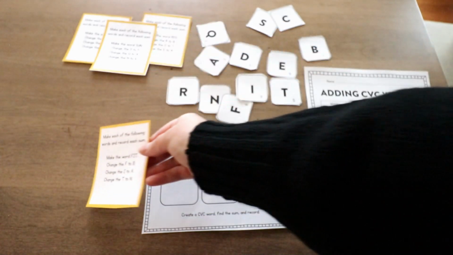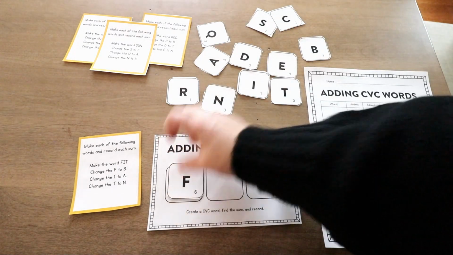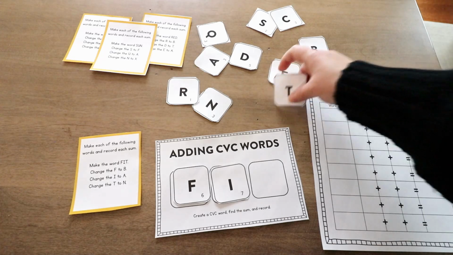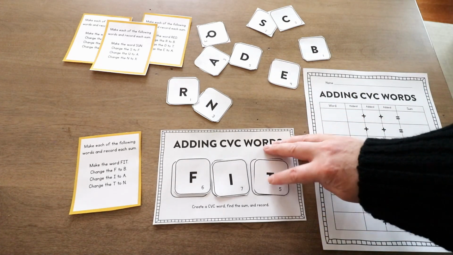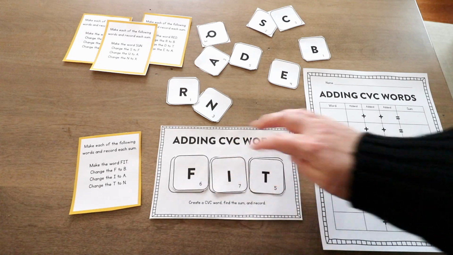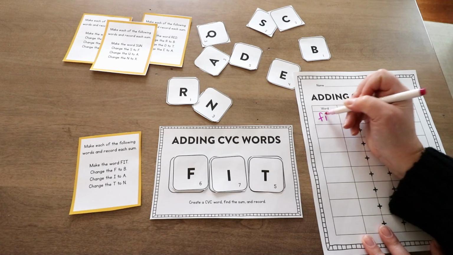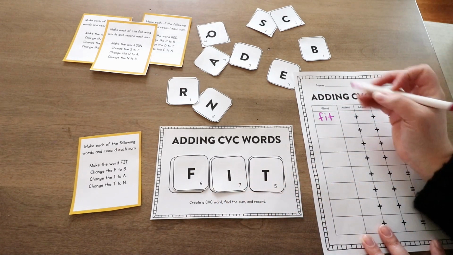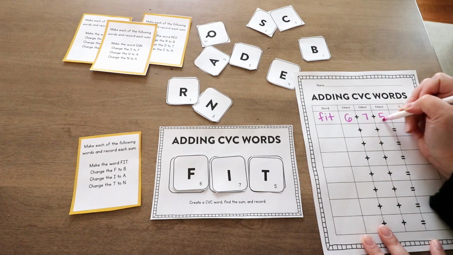So first they will start by making that word, fit. So F, they'll have to find the matching letters, I and T. If you wanted to, you know, even go extra, you could put little Velcro dots here after you laminate, but I don't think you need to. Fit. They will come over to here, they will read that word, write it down, and then each letter has its own number here, so they'll write down the addends, 6, 7, and 5.